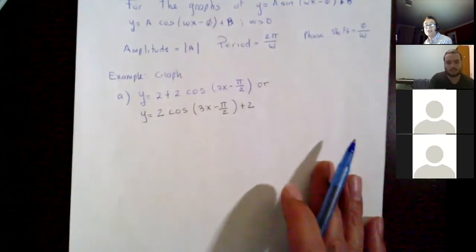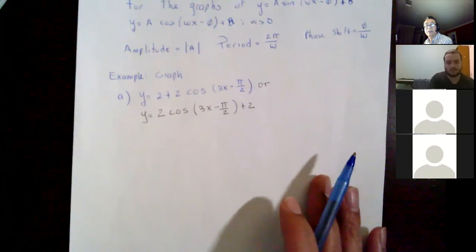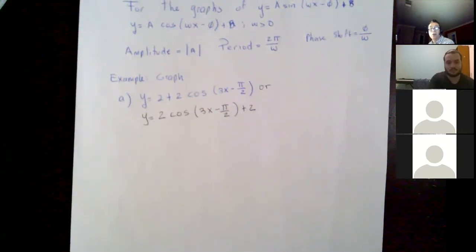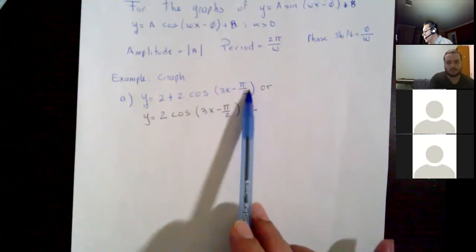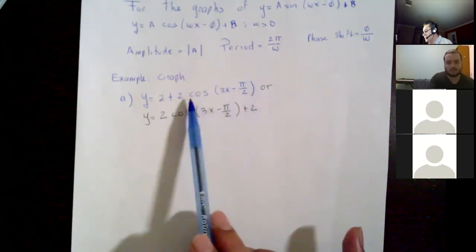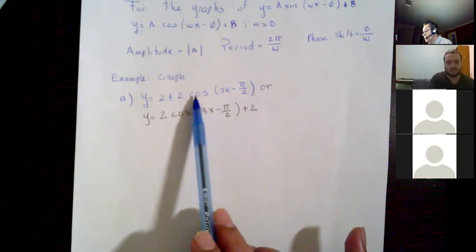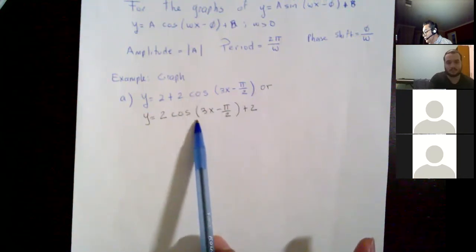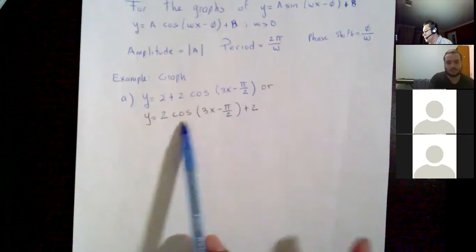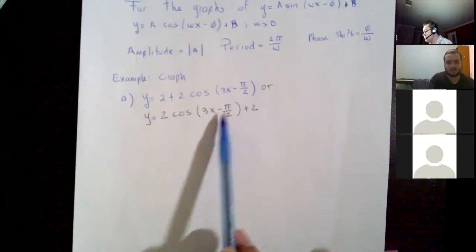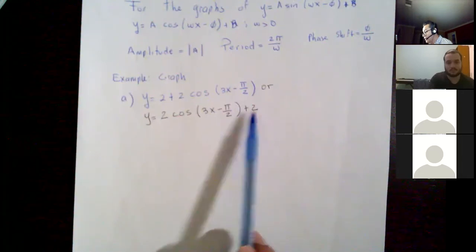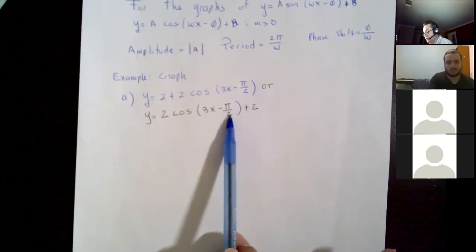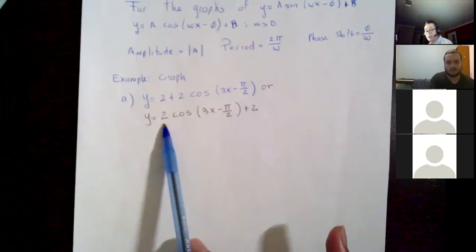So here, we're going to try this graph together. y equals 2 plus 2 cosine of 3x minus pi over 2. Notice, all I did was rewrite this function in this form as y equals 2 cosine of 3 times x minus pi over 2 plus 2. This is the vertical shift. And this is the horizontal shift. And this is the amplitude.